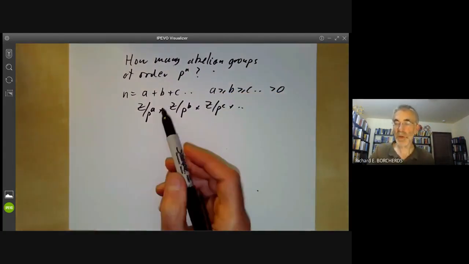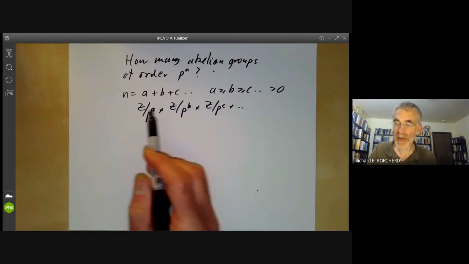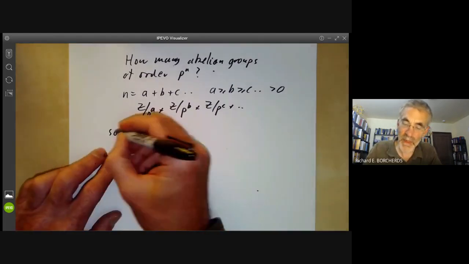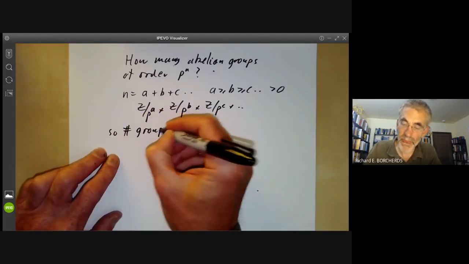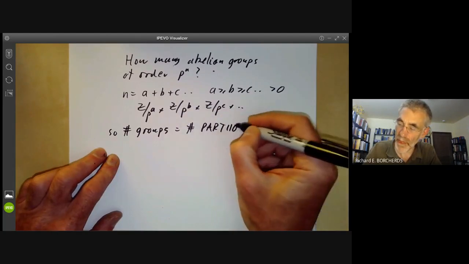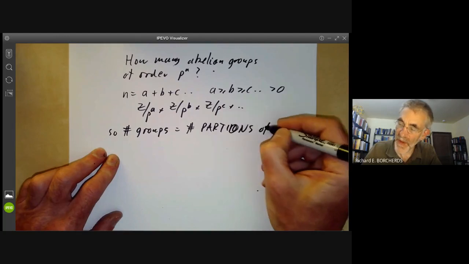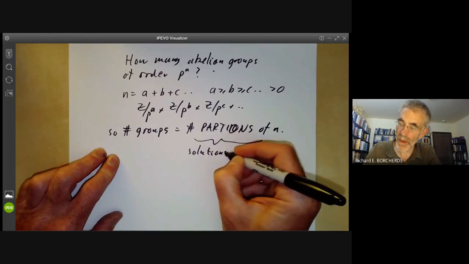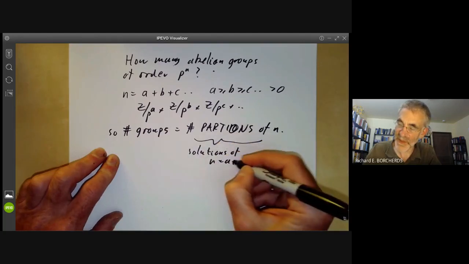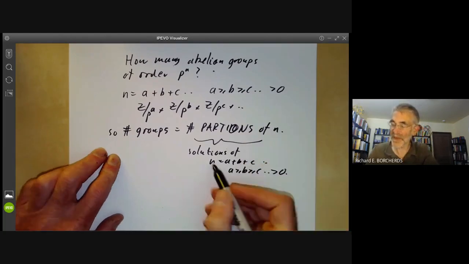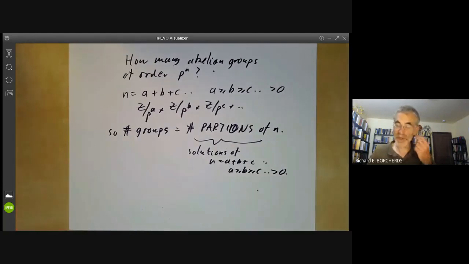And this gives a one-to-one correspondence between abelian groups of order p to the n and ways of writing n like this. So the number of groups is equal to the number of partitions of n. So the partitions of n are just the solutions of n equals a plus b plus c, with a greater than or equal to b greater than or equal to c, and so on, greater than 0. Just the number of ways of writing n as a sum of positive integers where we ignore order.